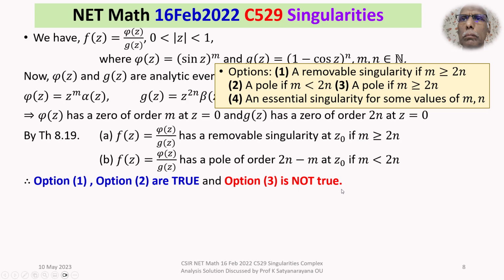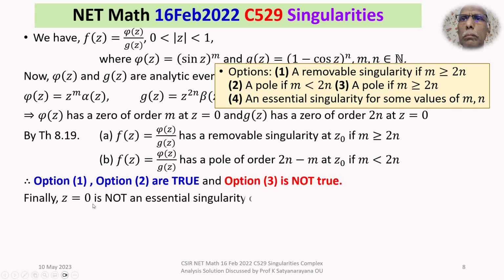Sir, what about option 4? For option 4, I tell you this case is not true. Why? Because all the choices for m and n we have already exhausted. That is, m greater than or equal to 2n and m less than 2n we have already exhausted. There are no other m, n left. Therefore, this fourth case does not arise and it is not true.